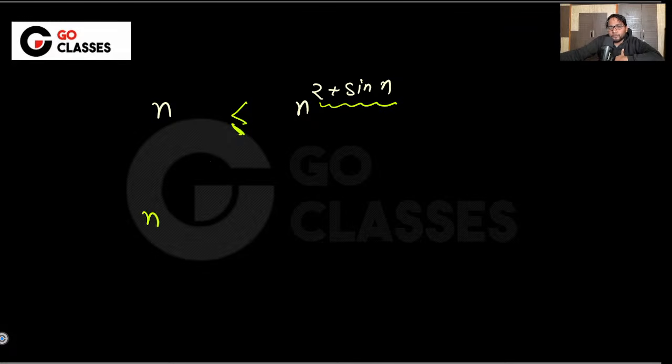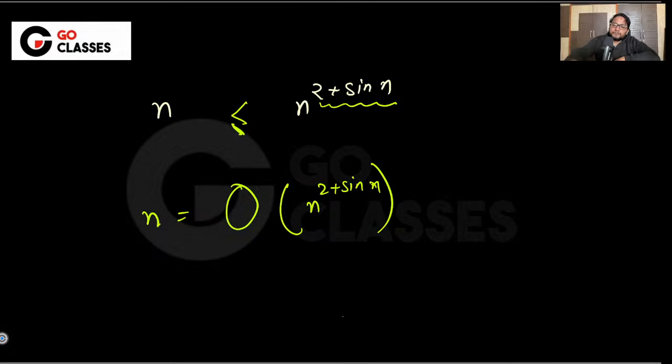Then you will say n is big O of n power 2 plus n. Sometimes equal. It could be equal also actually, right? Big O. Understood?